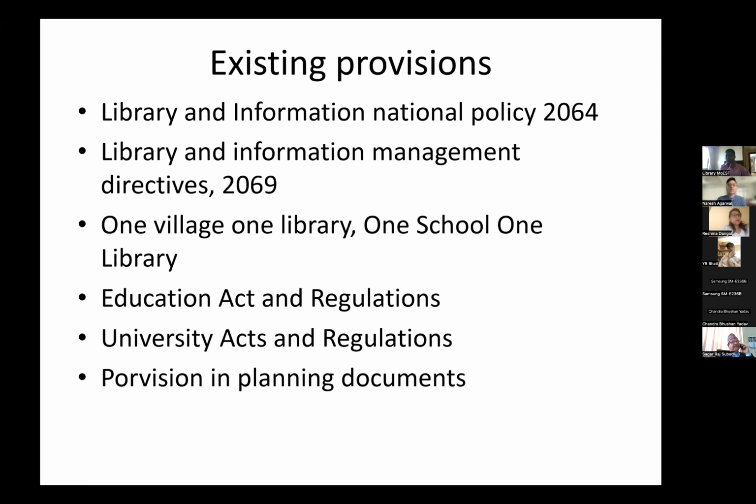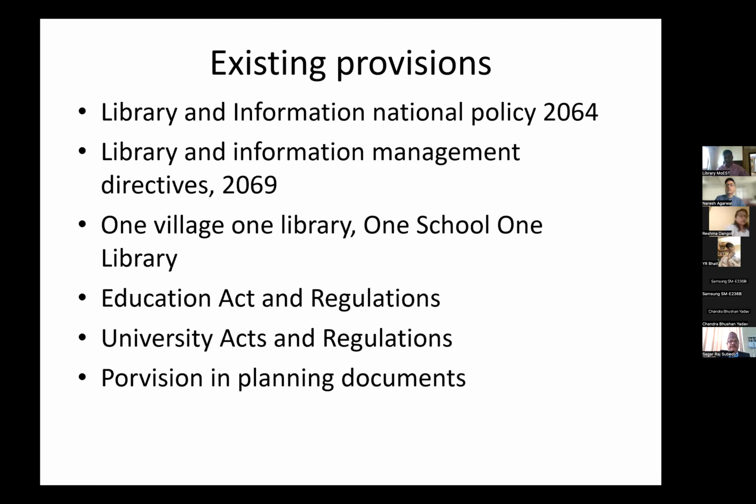If we look at the existing library rules and policies, we have the Library and Information National Policy 2006, that is 2064 BS, which has more than 8 articles, and each article states the roles of the National Library, public library, and academic library, and how to promote the reading habit. And we have the Library and Information Management Directives 2069. It also describes how to establish public and community libraries at the local level, where and how to register the library, and the roles and responsibilities of the library management committee.